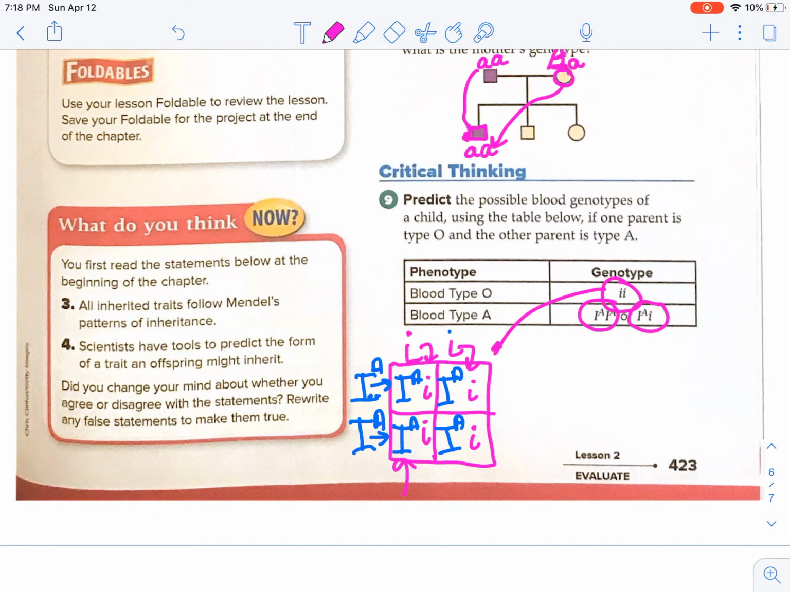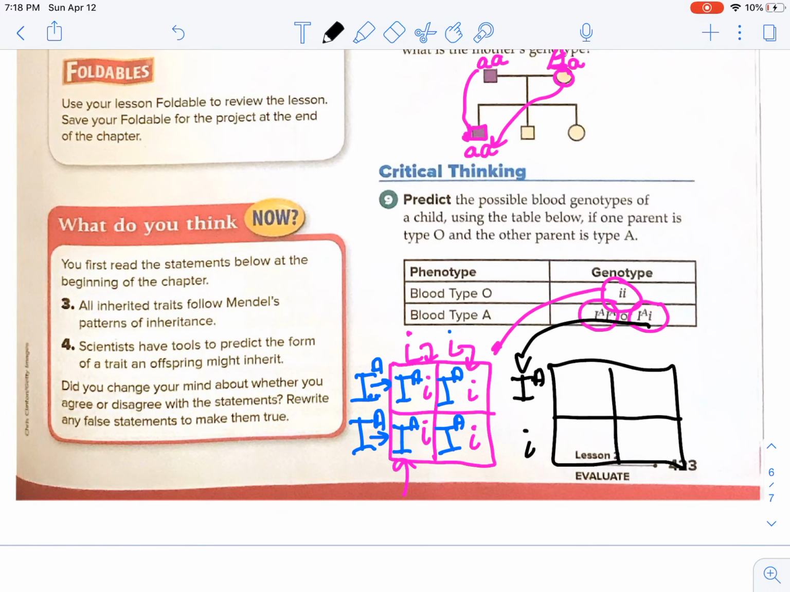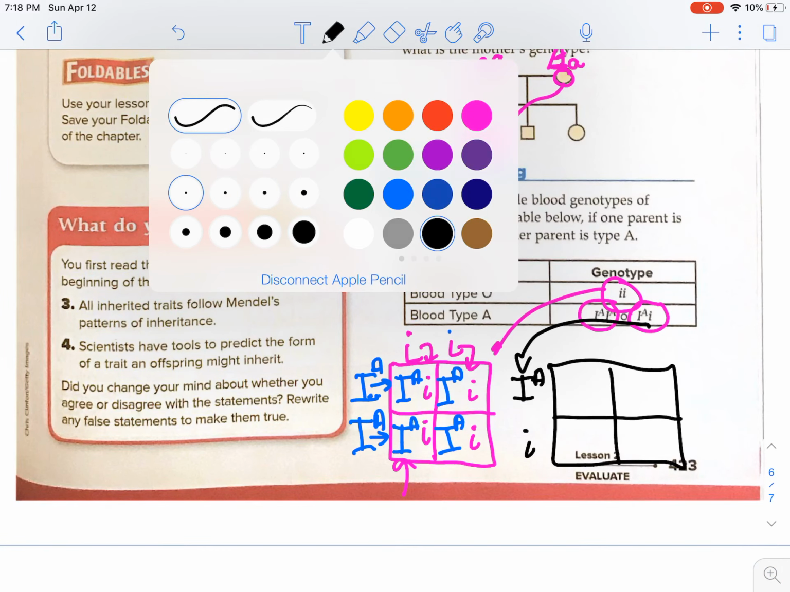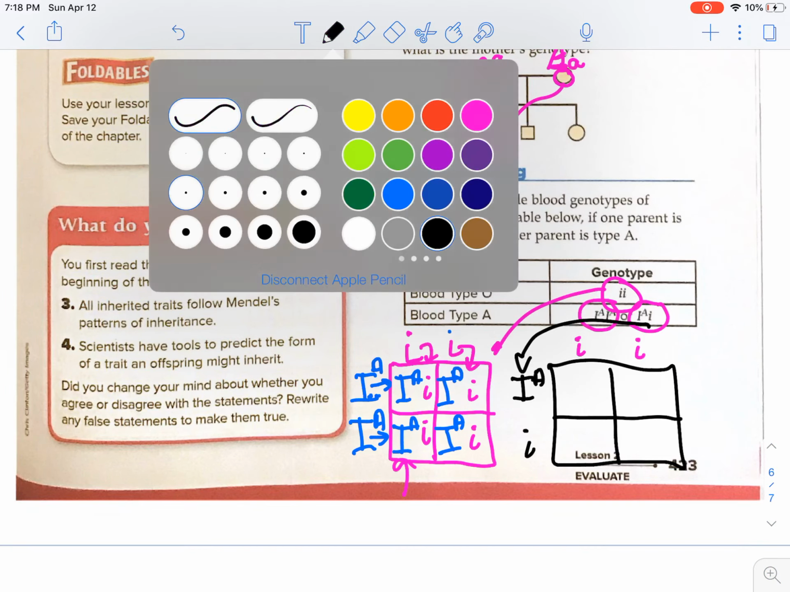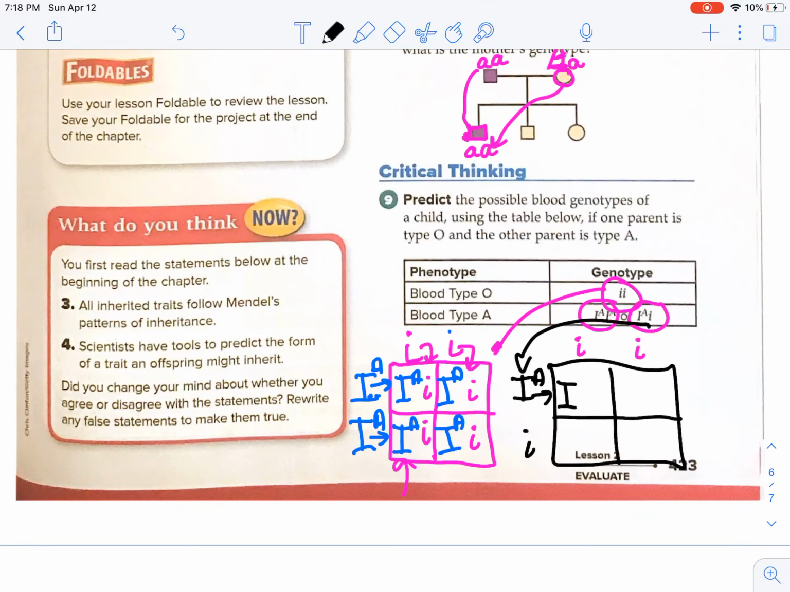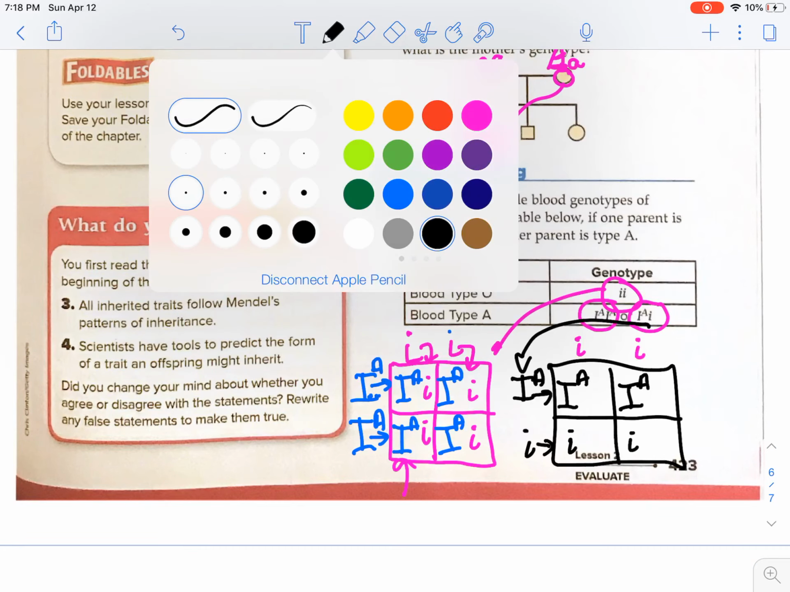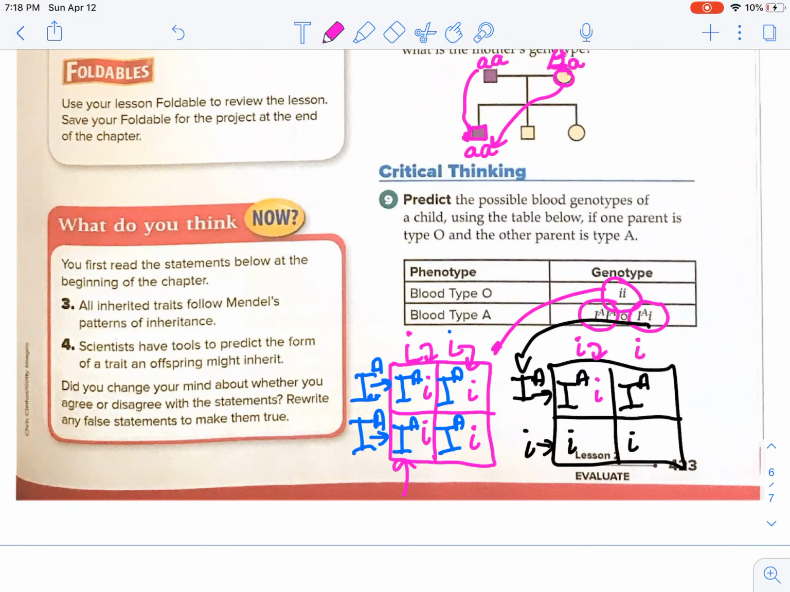Now, if the parent with type A blood is heterozygous for the trait, let's try this. Let's put this one over here. So that's I, big I, A, and little i. And then we've got some more of the little i guys up here. All right, so now we're going to go across with this, capital I-A, capital I-A, and across with this, little i. And then we're going to go down with this one, and down with this one.